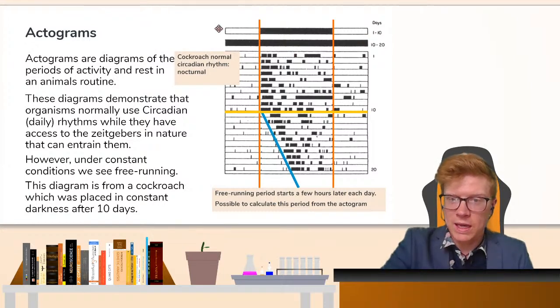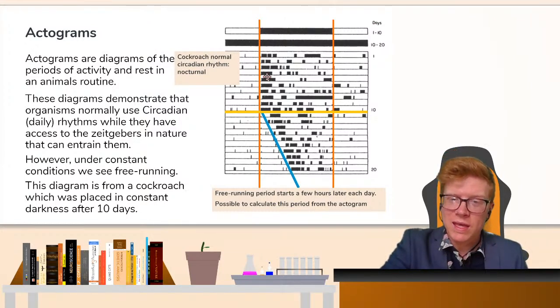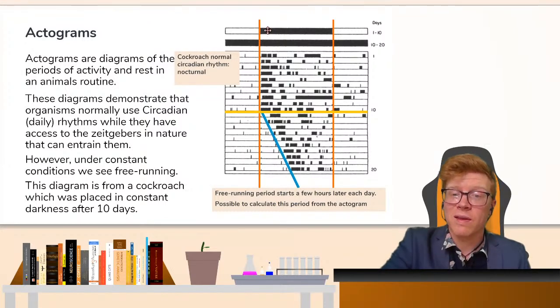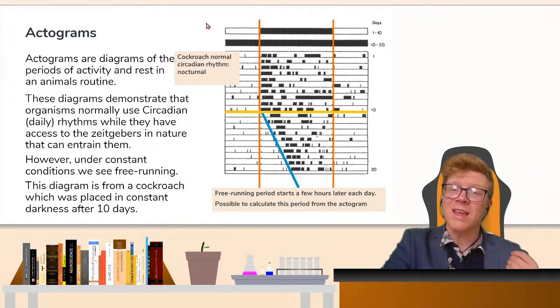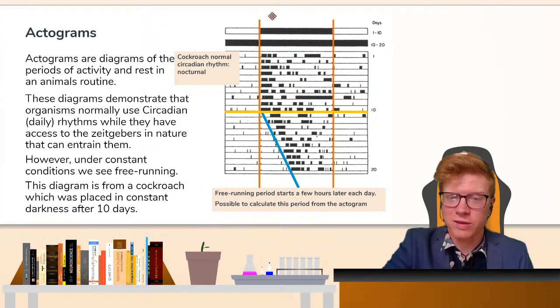In the first 10 days, you'll see that they're exposed to light, and then darkness, and then light. You can imagine this is a 24-hour cycle. So you've got 6 hours of light, 12 hours of darkness, another 6 hours of light each day. What you'll see is that the periods where the cockroach is most active is mostly during the dark phase. That indicates that the cockroach's normal circadian rhythm is nocturnal. It's most active each day at nighttime, which is fantastic. It's really valuable for us to know that.